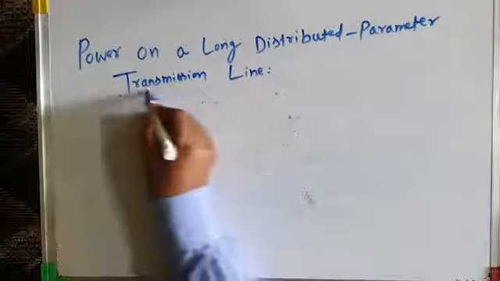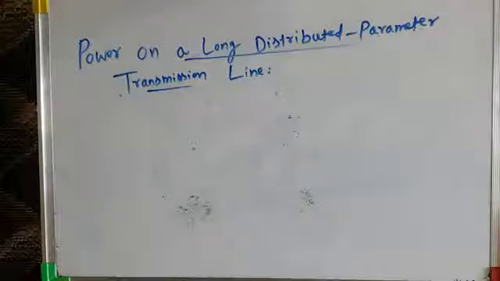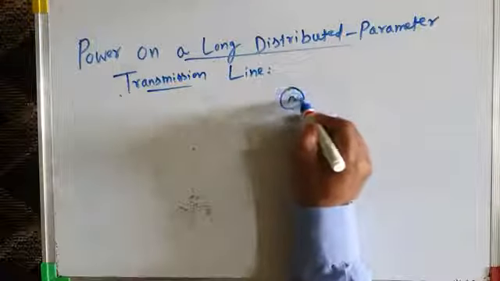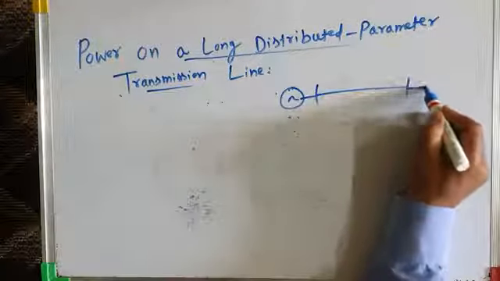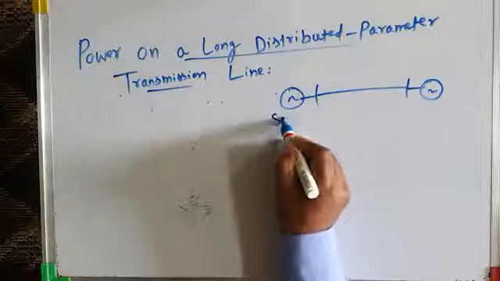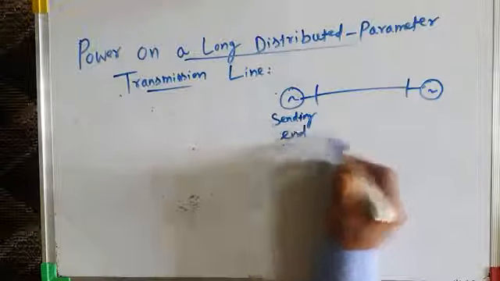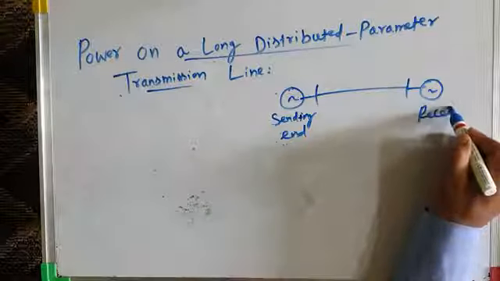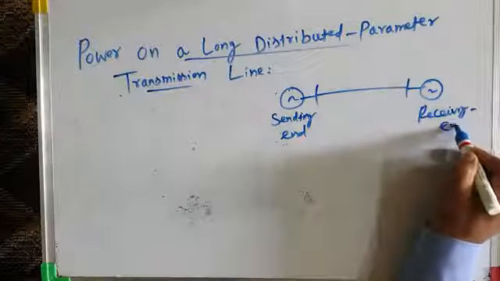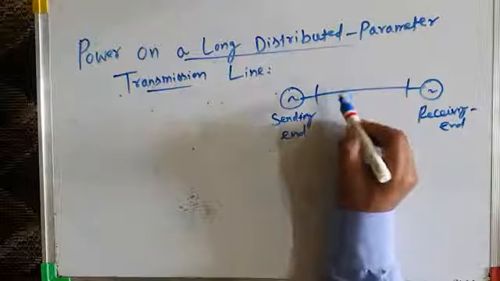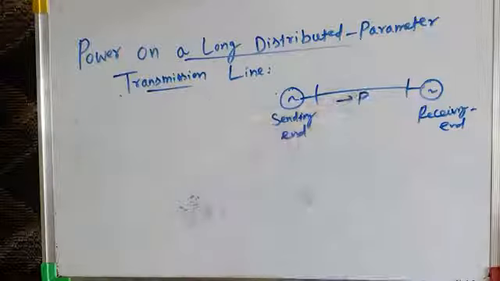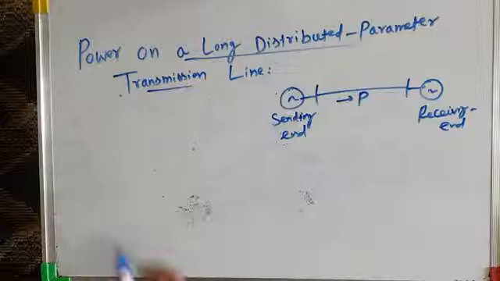We have a long distributed parameter power transmission line. The two machine model is given like this. This is the sending end generator, or sending end. This is the receiving end, for example. And the power flowing over the line is P. This is the two machine model of a power transmission network.